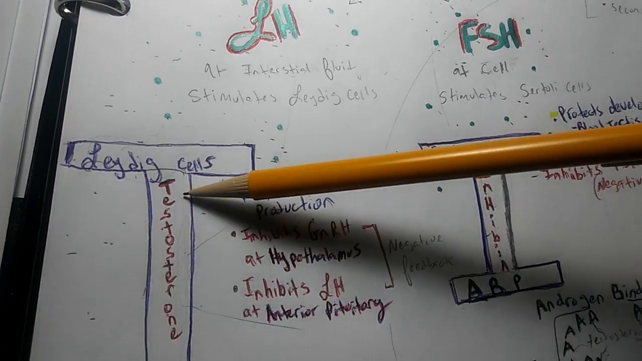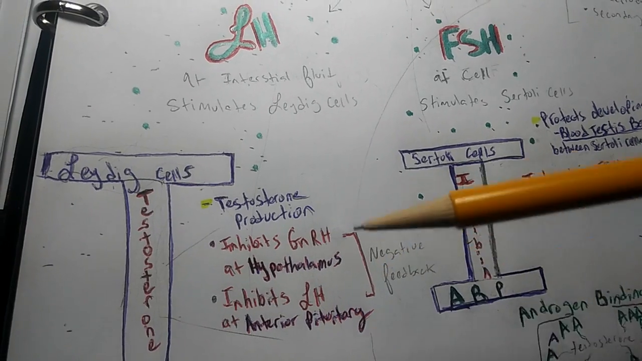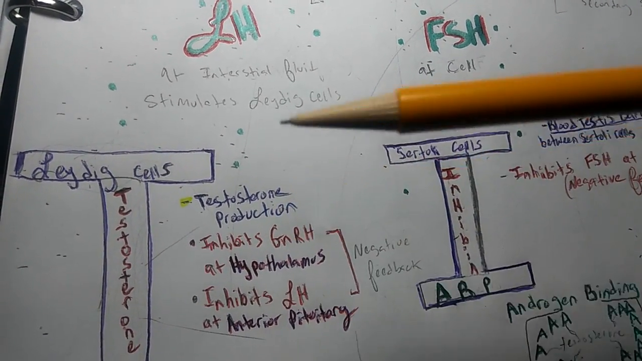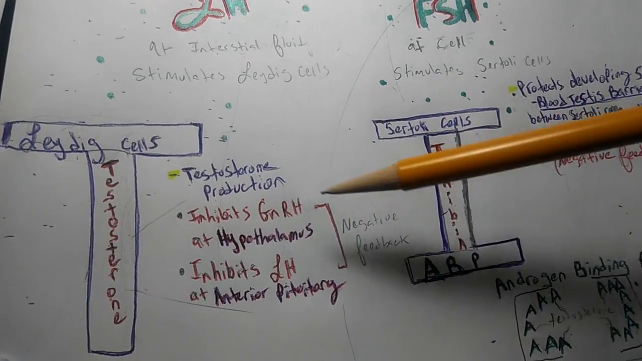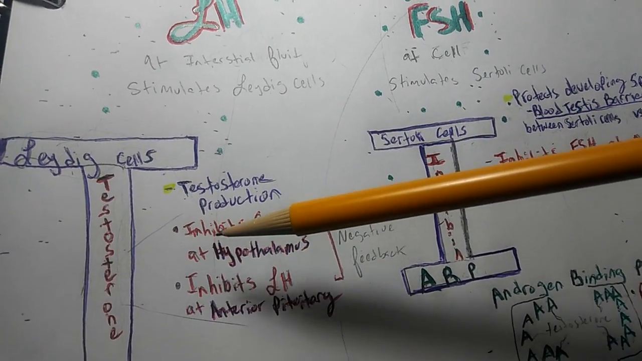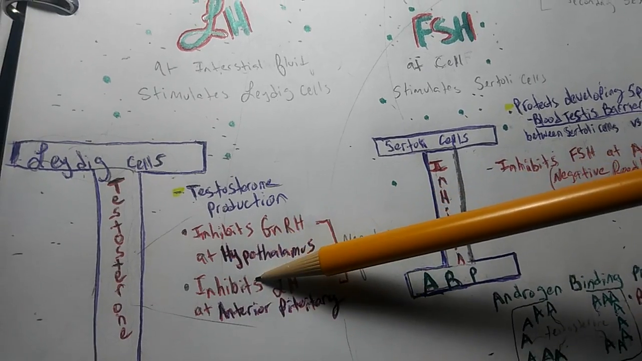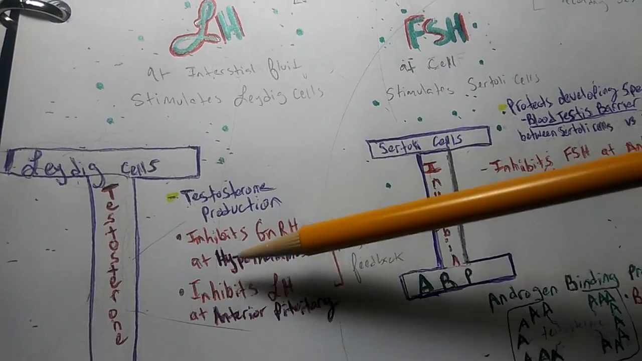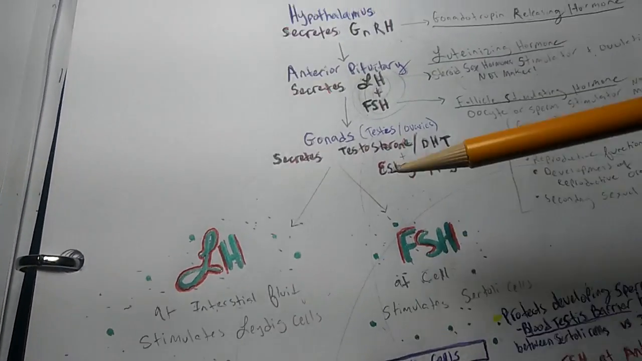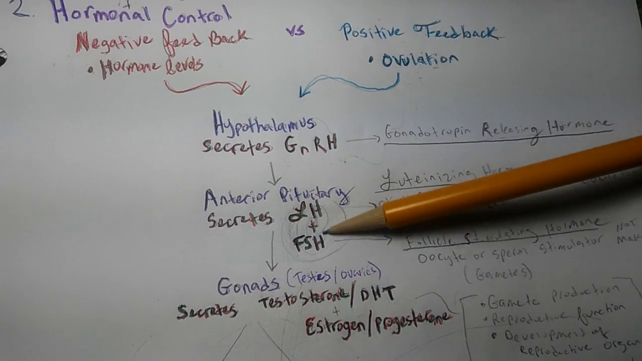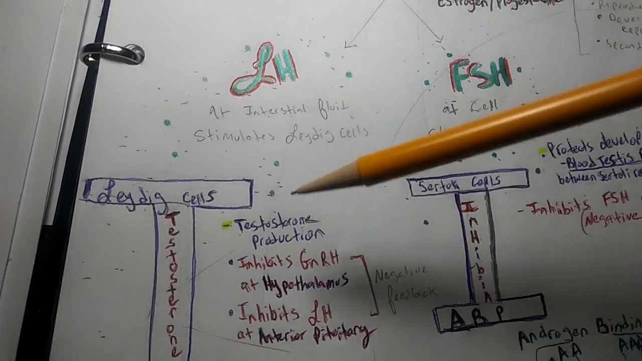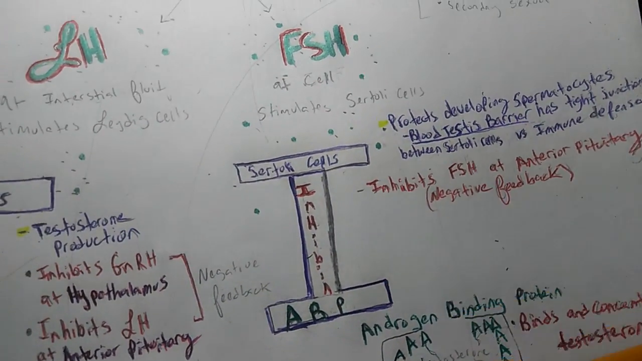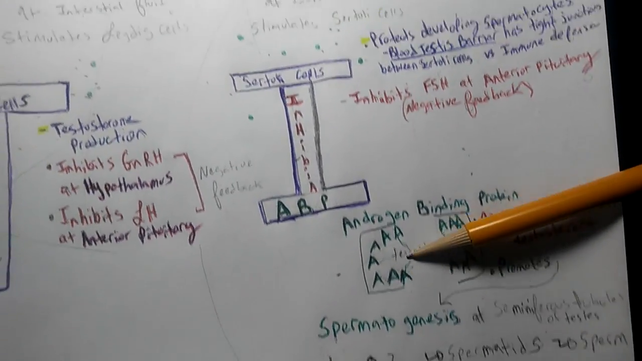We have testosterone here to remind us that its secretion, or testosterone production, causes negative feedback. It inhibits the GnRH at the hypothalamus, and also inhibits the LH at the anterior pituitary. So the testosterone inhibits these areas up here. Once the testosterone enters the cell, some other functions occur. We'll go into that in a second.